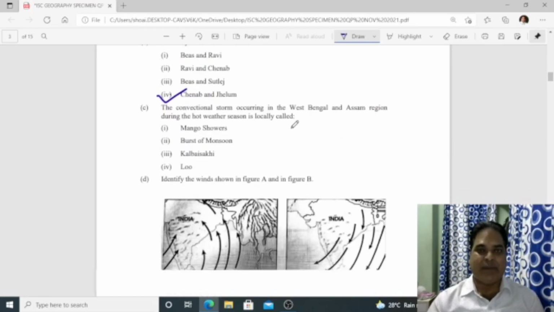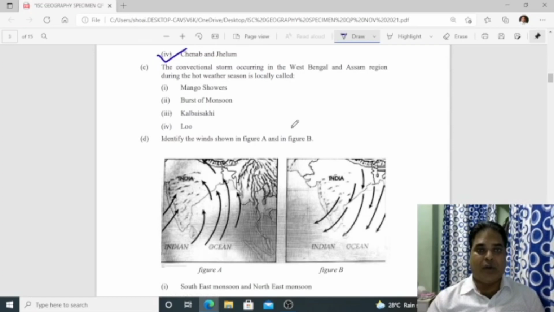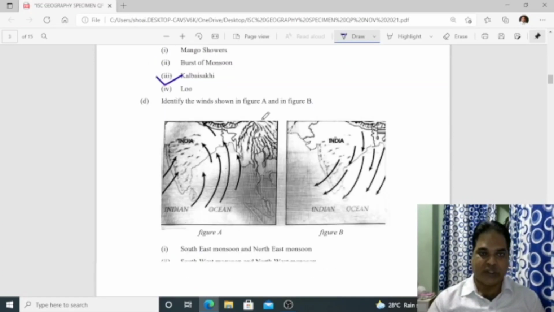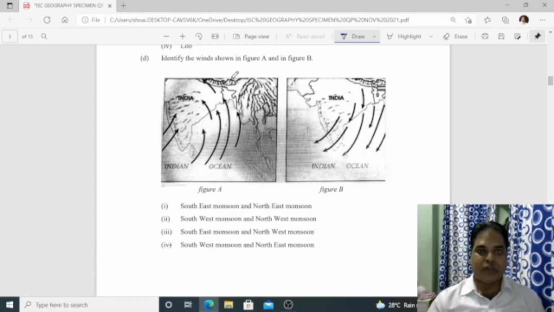Chenab and Jhelum. The convectional storm occurring in the West Bengal and Assam region during the hot weather season is locally called Kalbaisakhi. This is the correct answer. Identify the wind shown in figure A and figure B. So we have to see.